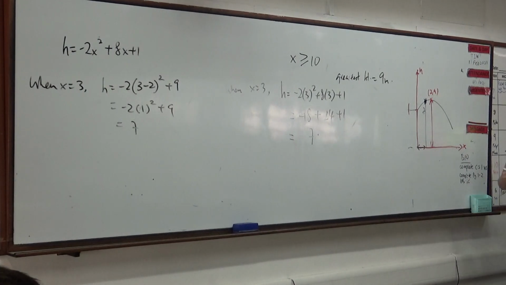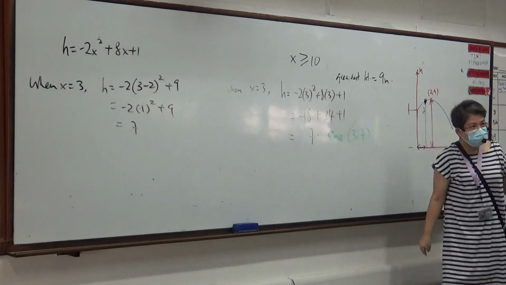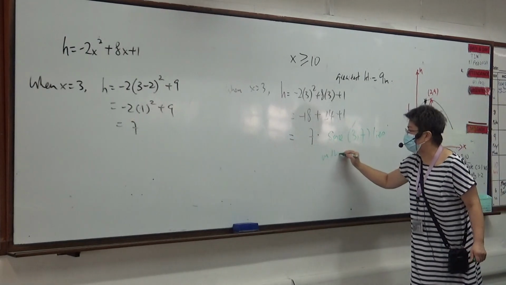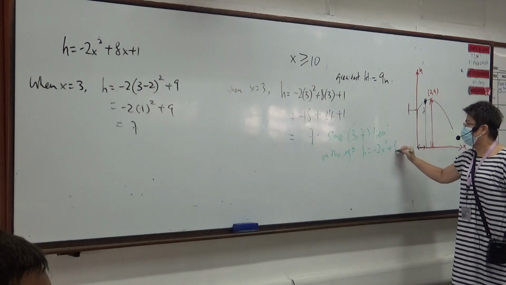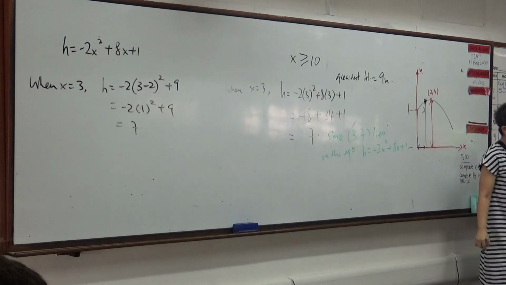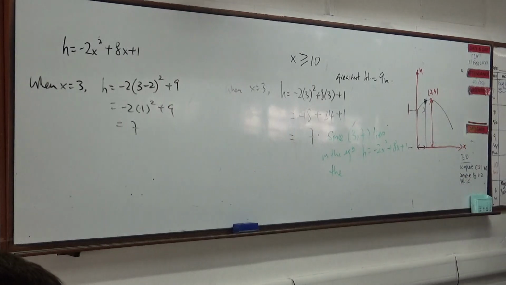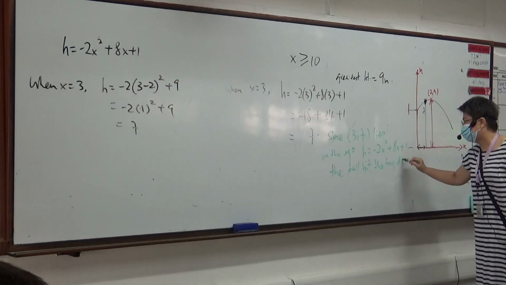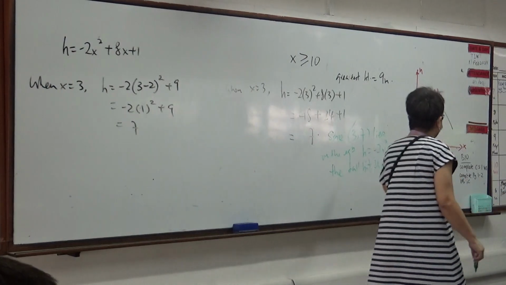Then how to answer? You will say, since the point (3, 7) lies on the equation h equals this one, the ball will hit the toy directly.